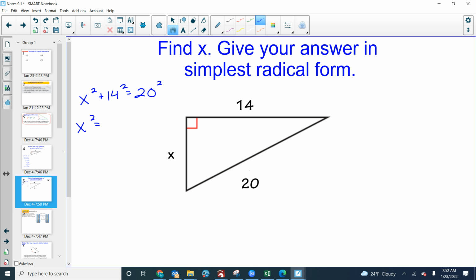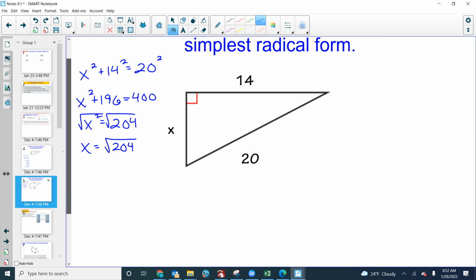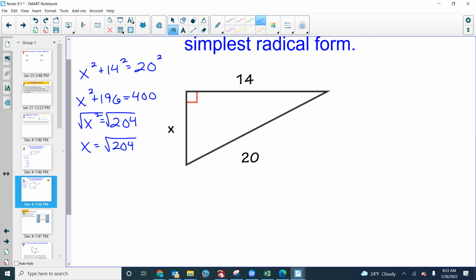Let's see. 14 squared. What's that? Like 196? Yeah. 20 squared equals 400. All right, 400 minus 196, we get 204. So the square root of 204, when it's simplified, is going to be our answer. How do we simplify it?